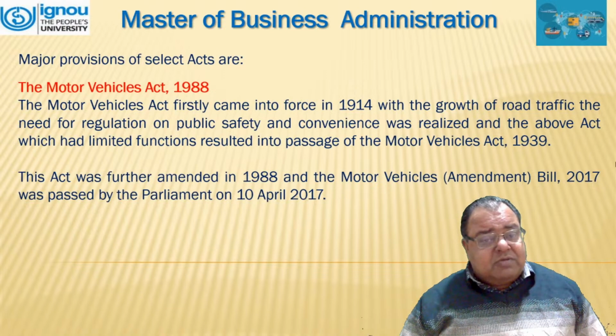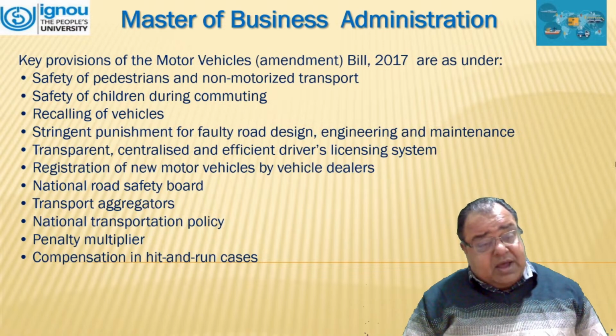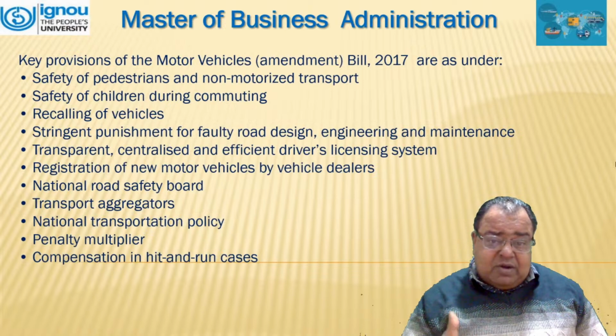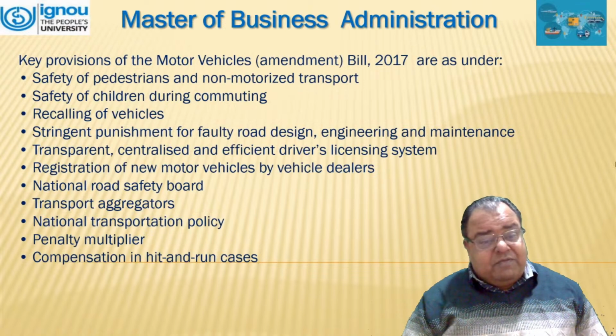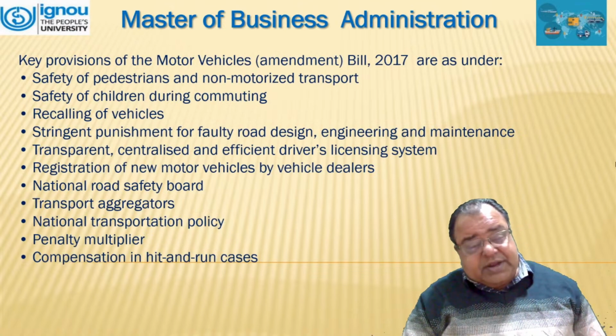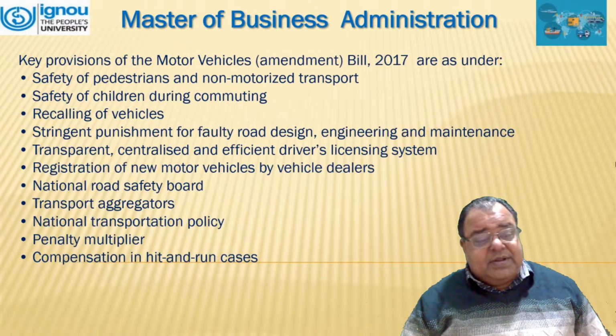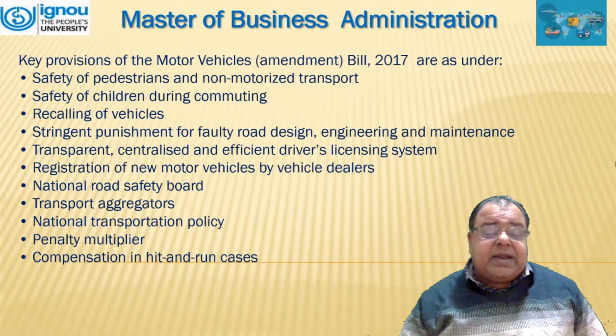This act was further amended in 1988, and the Motor Vehicle Amendment Bill 2017 was passed by the Parliament on 10th April 2017. Key provisions of the Motor Vehicle Act as amended in 2017 are: safety of pedestrians and non-motorized transport, safety of children during commuting, recalling of vehicles, stringent punishment for faulty road design, engineering and maintenance, transparent, centralized and efficient driver's licensing system, registration of new motor vehicles by vehicle dealers, National Road Safety Board, transport aggregators, national transportation policy, penalty multipliers, and compensation in hit and run cases.